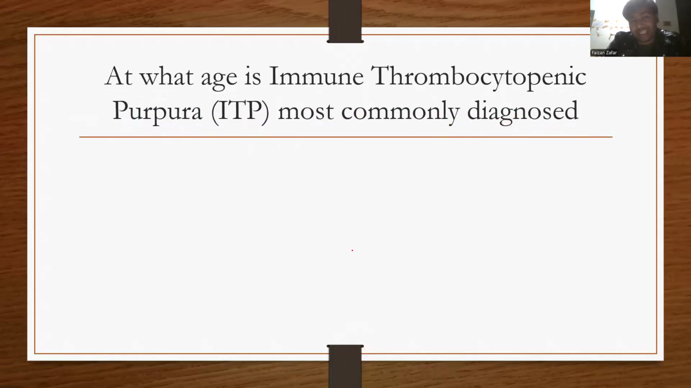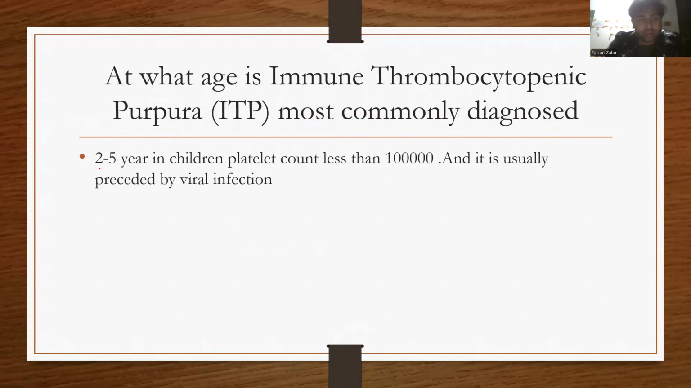At what age is immune thrombocytopenic purpura most common? It's a very common question. It's 2 to 5 years of age. ITP is very common in children, whose platelet count is less than 1 lakh, and it is usually preceded by a viral infection.